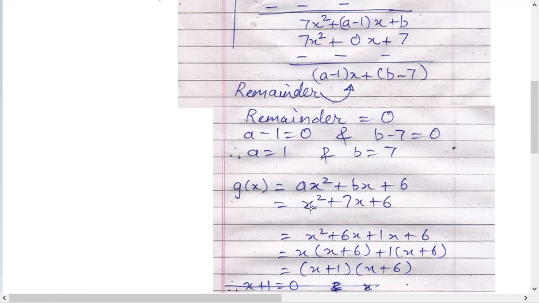Now it's easy. Factorization: 6 into 1 is 6, first and last multiplication and middle addition, 6 and 1, 6 plus 1 is 7. So x square plus 6x plus 1x plus 6. So solve this, x plus 6, x common, here again x plus 6, same, bring it over here, and plus 1. So therefore the factors are x plus 1 into x plus 6.